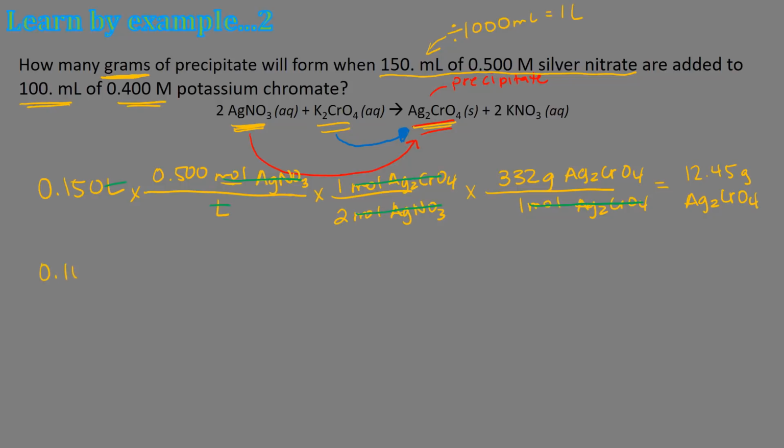So I have 0.1 liters of the potassium chromate solution, so I have to use the molarity of that because this is of that solution. And I have 0.4 moles potassium chromate per liter, right? And I remember I went ahead and put this into liters by dividing by 1,000 because I knew I had to go to grams. And the mole-to-mole ratio of potassium chromate to silver chromate is going to be 1:1.